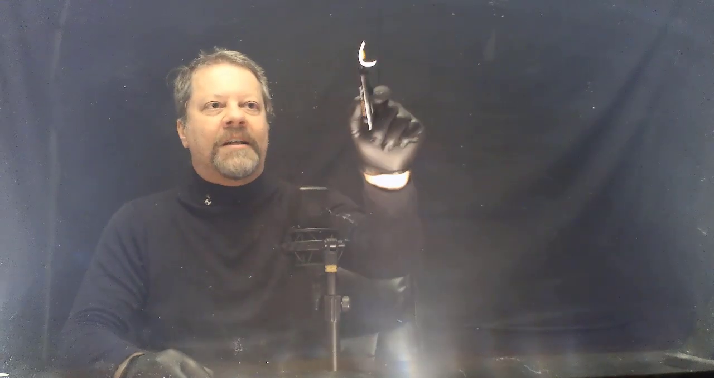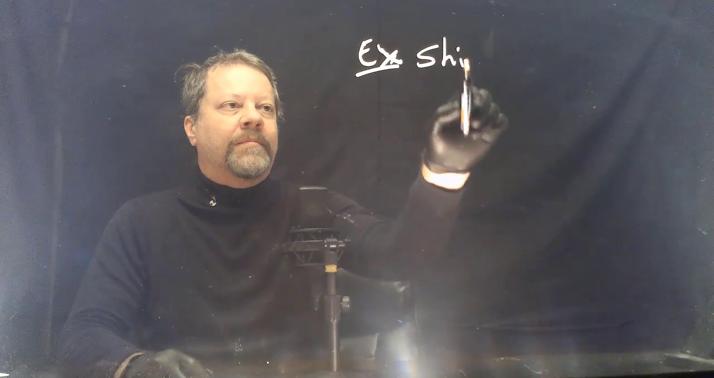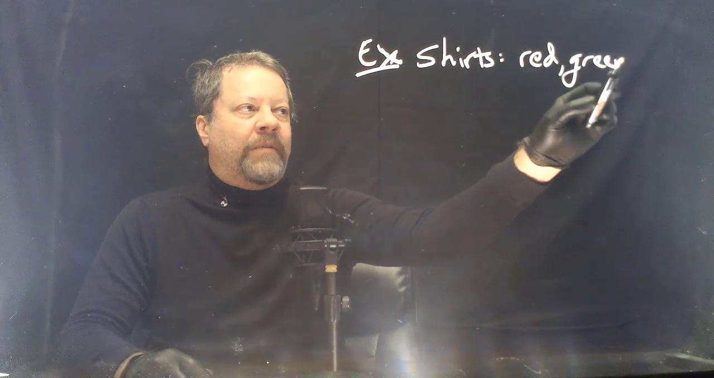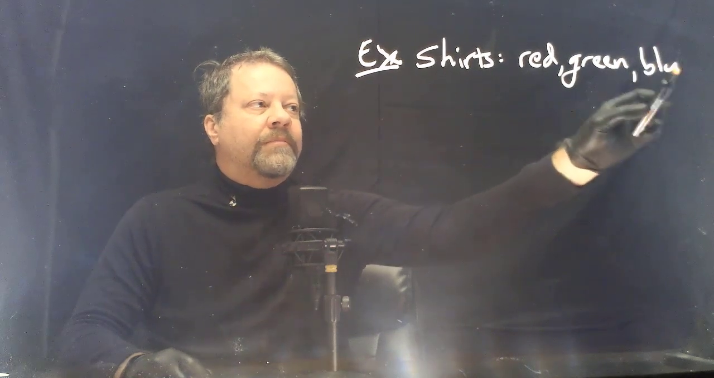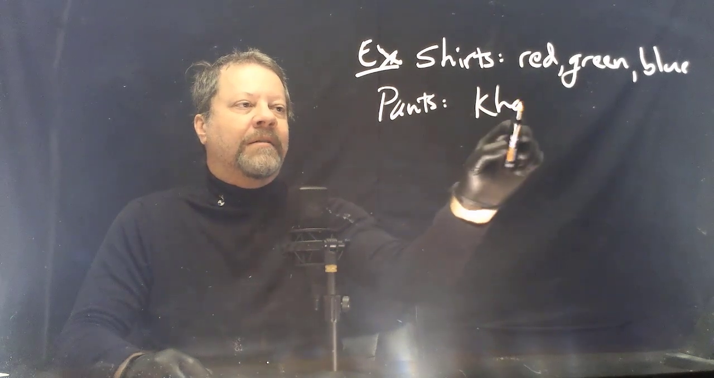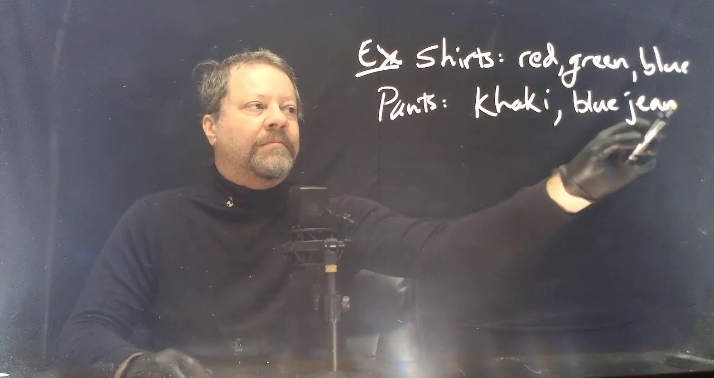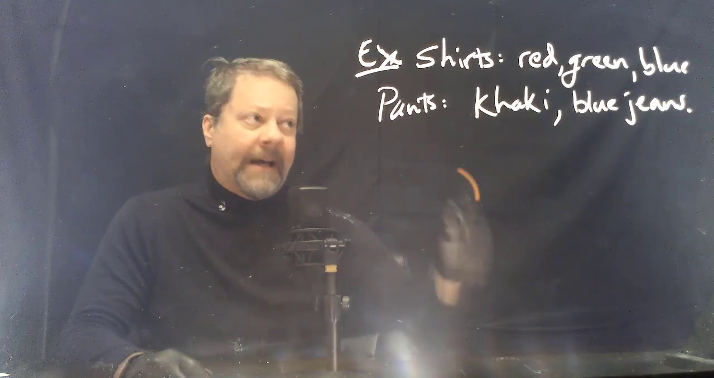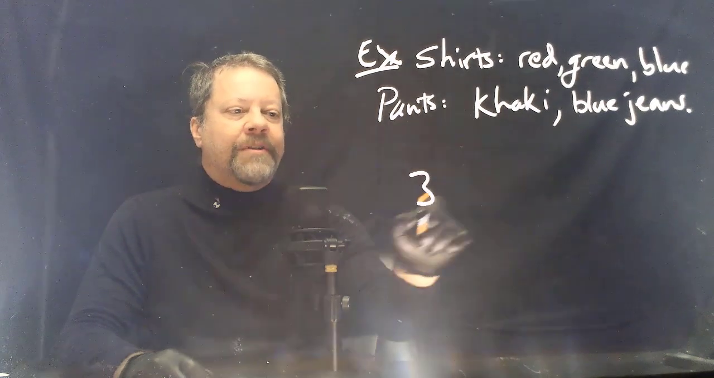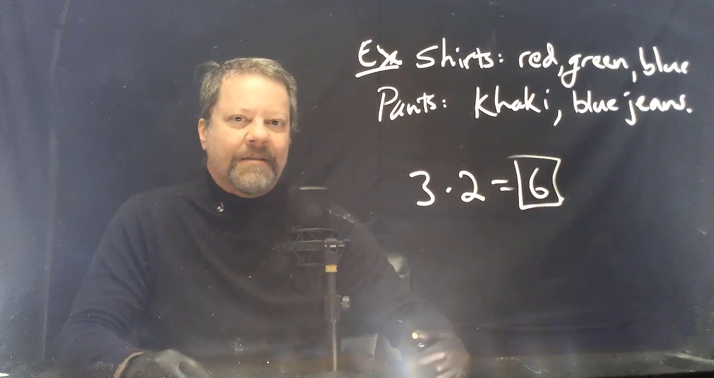As another example, let's suppose that you have outfits where your shirts are red, green, or blue, and your pants are either khaki or blue jeans. How many possible outfit combinations are there? You can see that there are 3 different shirts and 2 different pants. So you have 6 conceivable combinations.